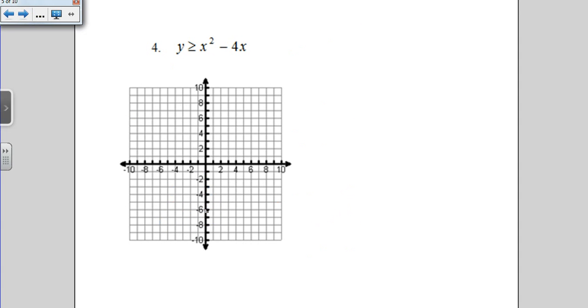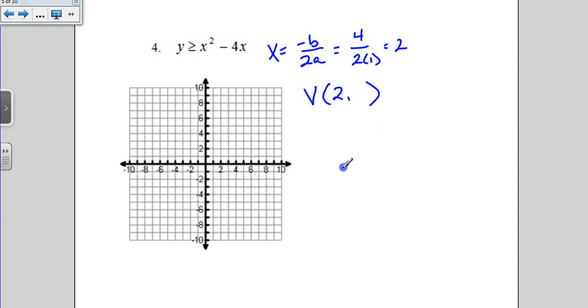Example 4. This time you might notice that this is technically in standard form. So you have a couple of different ways that you could figure this out. You could grab your calculator and figure out how to graph this. That's fine. The other option is you can say standard form, I can find the vertex by taking negative b and dividing it by 2a. So for our problem, negative b would be a positive 4, and then 2 times a would be 2 times 1. So my vertex has an x value of 2.